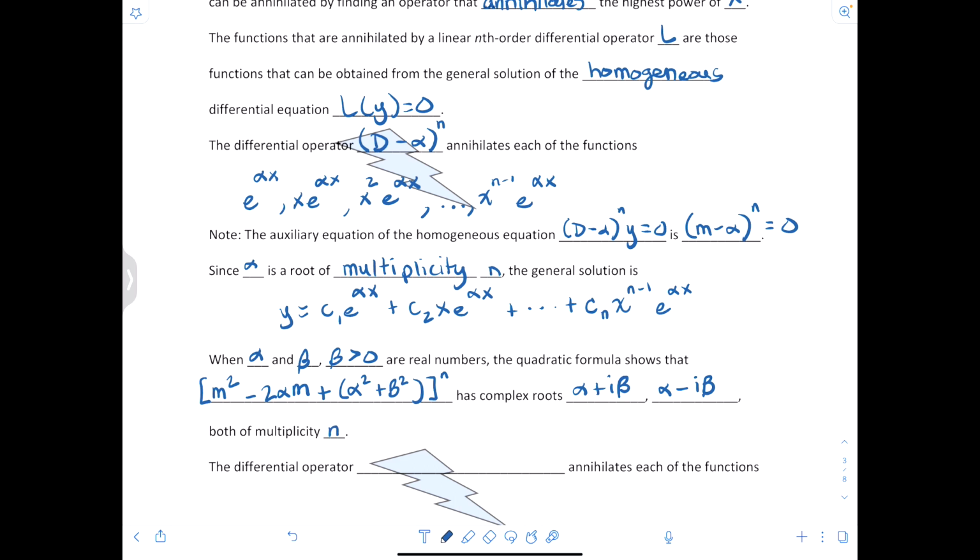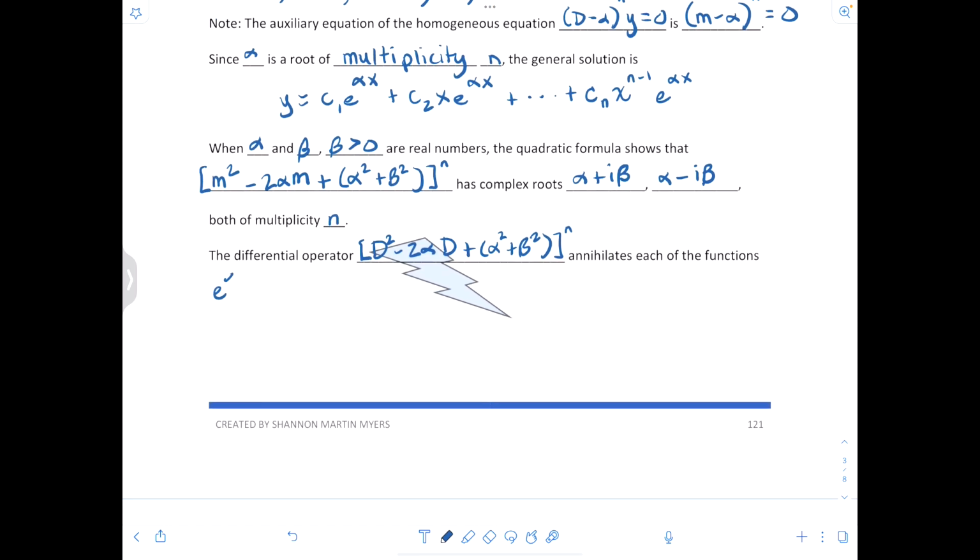The differential operator (D squared minus 2 alpha times D plus alpha squared plus beta squared), all raised to the n, annihilates each of the functions e to the alpha x cosine beta x, x e to the alpha x cosine beta x, x squared e to the alpha x cosine beta x, and on and on until we get to x to the n minus 1 e to the alpha x cosine beta x.